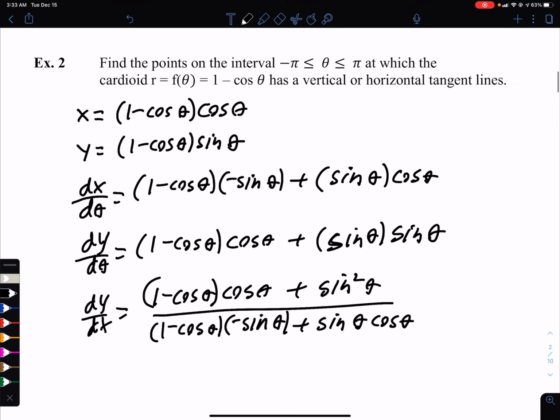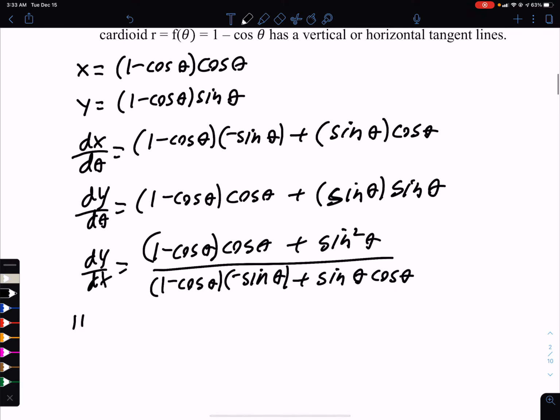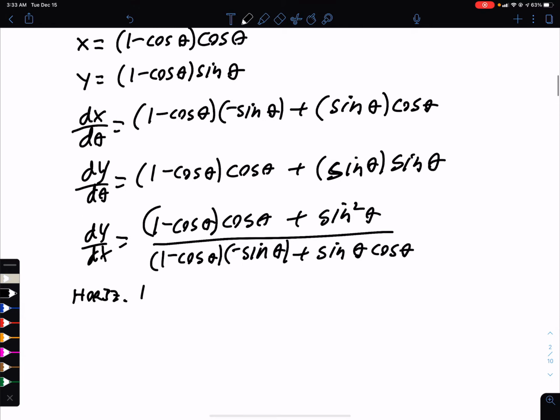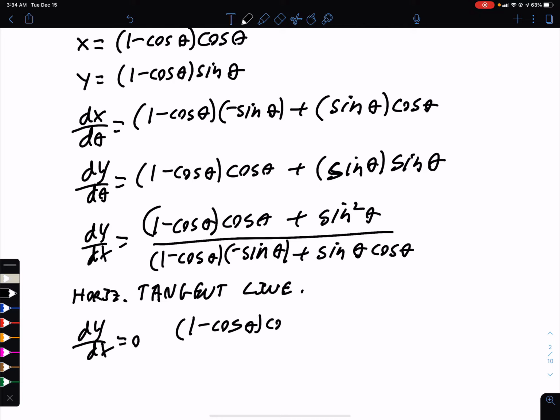In order for this to be a horizontal tangent line, dy dx would have to be 0. For that to happen, the numerator would have to be 0. So I'm going to set the numerator equal to 0. Well, how am I going to set that numerator equal to 0? Can I factor that? I think I can.